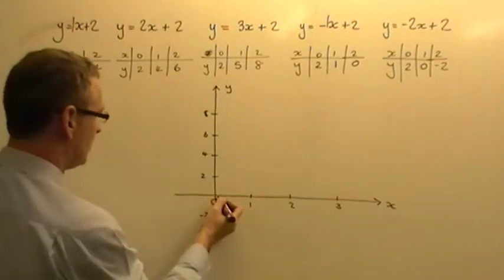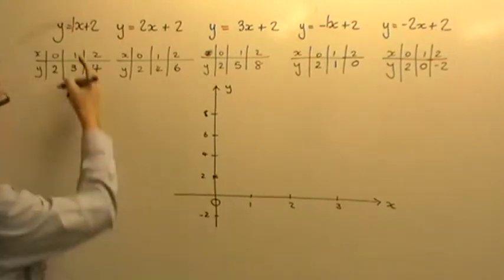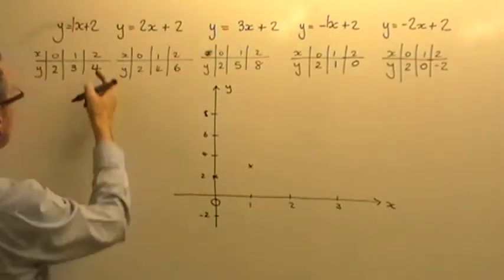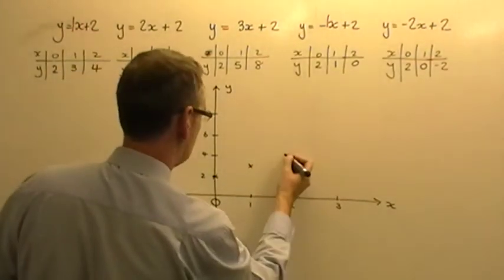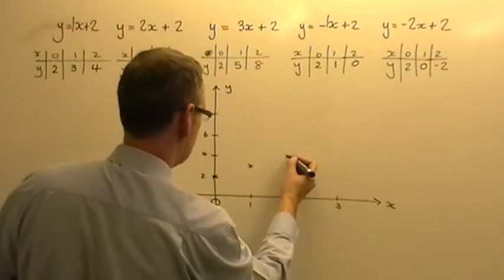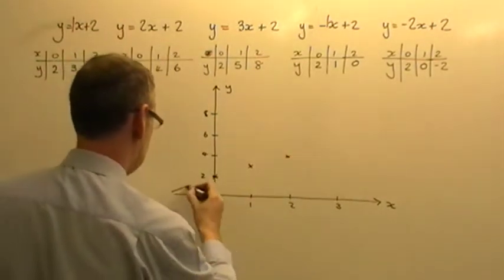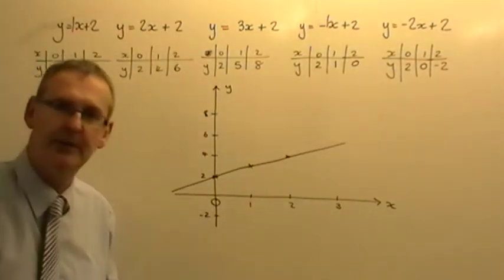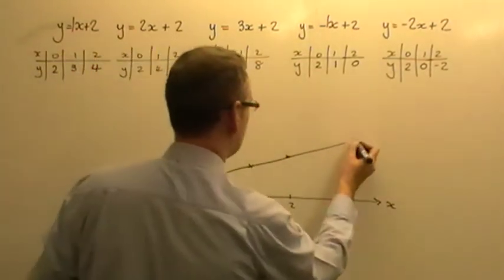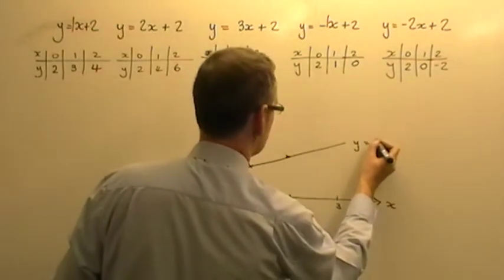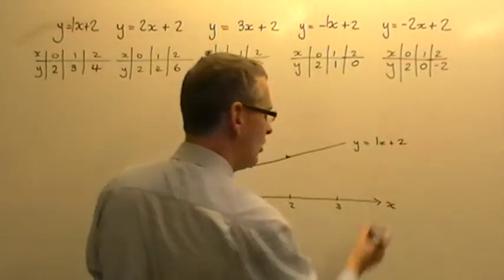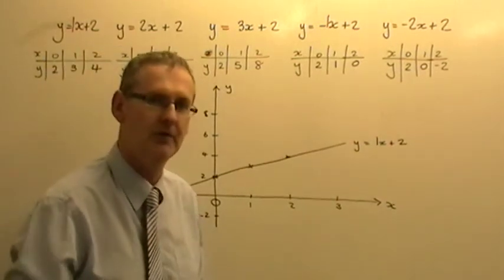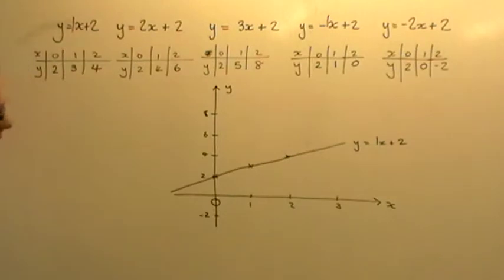0, 2: 0 across, 2 up is there. 1, 3: 1 across, 3 up, it's there. 2, 4: 2 across, 4 up is about there. Should use a ruler, but I'm just very quickly going to draw this freehand to give you the idea. Label it with its equation or name before we go any further. This is y equals, I'll write 1x plus 2. Normally we'd drop the 1 and just call it x plus 2, but I want to emphasise the 1 for the moment. So y equals 1x plus 2.